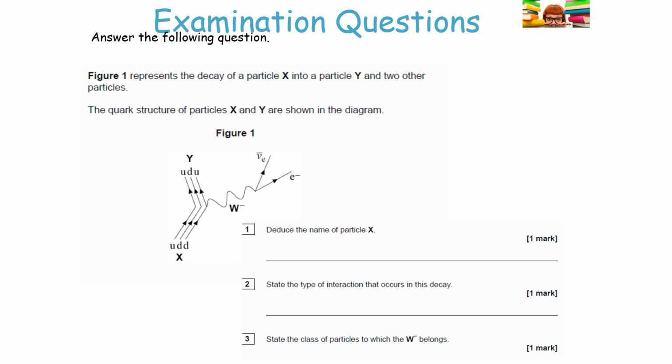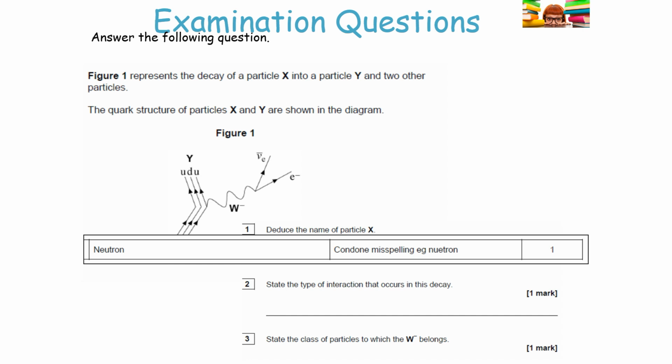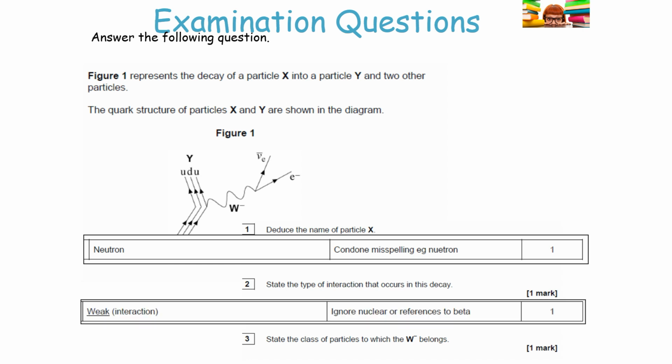Right, so what is particle X? Well, from its quark structure, it's down, up, down, which is a neutron. Next one, what type of interaction occurs in this decay? Well, it's a W minus, so it tells us it has to be via the weak interaction. You could already know this as well because a quark is changing flavour, which is also a hallmark of the weak interaction, and also that there are leptons present in this interaction as well. Then finally, state the class of particles W minus belongs to.